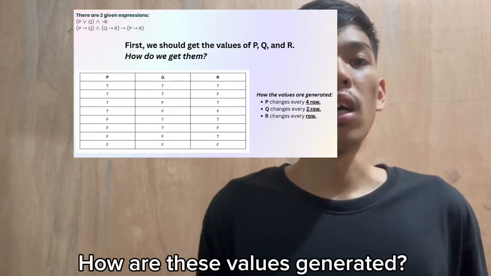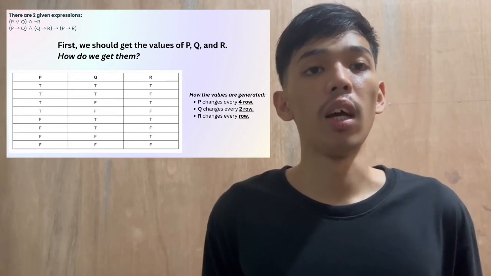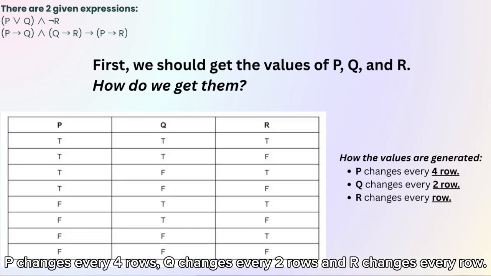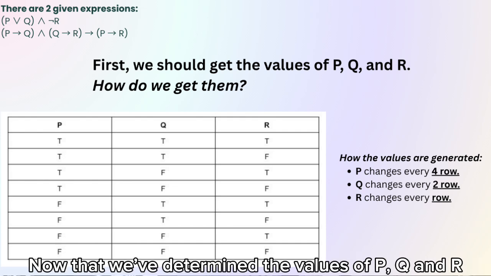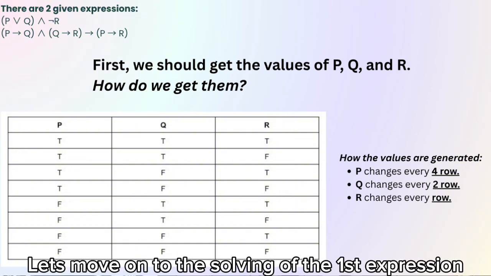How are these values generated? P changes every 4 rows, Q changes every 2 rows, R changes every row. This is the basic truth table. Now that we've determined the values of P, Q, and R, let's move on to solving the first expression.